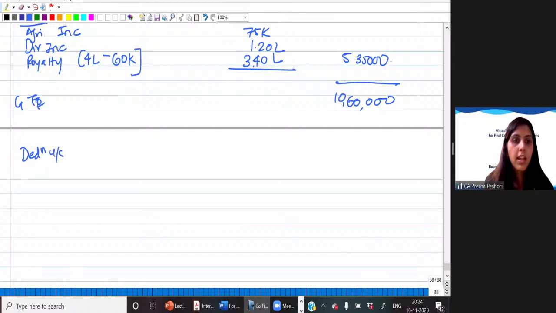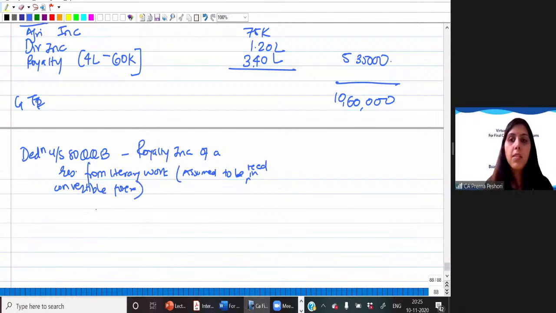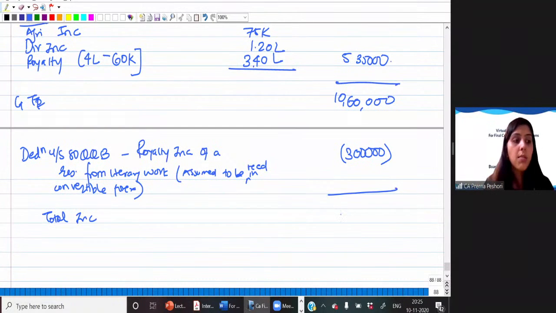Now you will get here one deduction: deduction under section 80QQB, royalty income of a resident from literary work, assumed to be received in convertible foreign exchange. Clear? 3 lakh. So total income in this case would be 7,60,000. Clear? What will be the tax on total income?